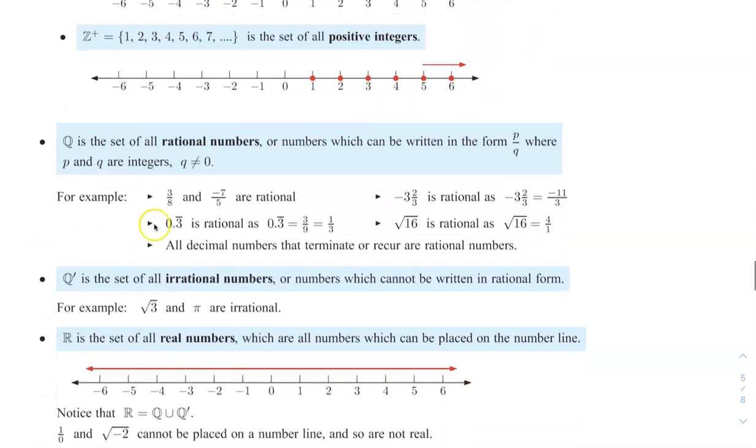Q is a fancy one. Q is for rational numbers. A rational number is something you can write as a fraction.